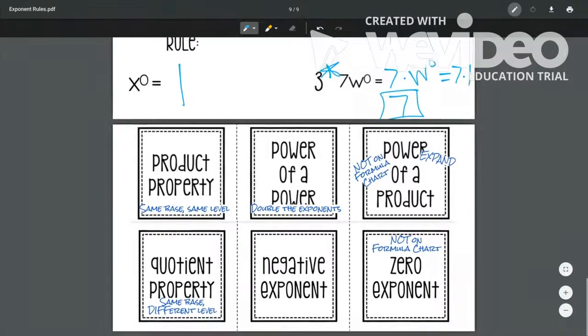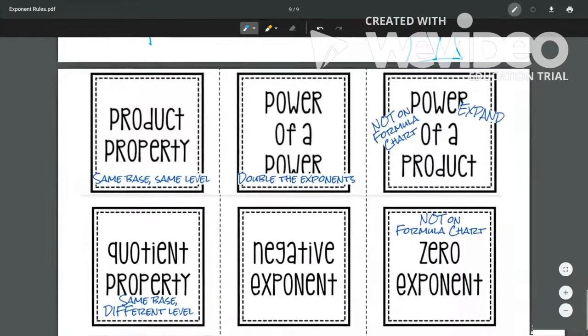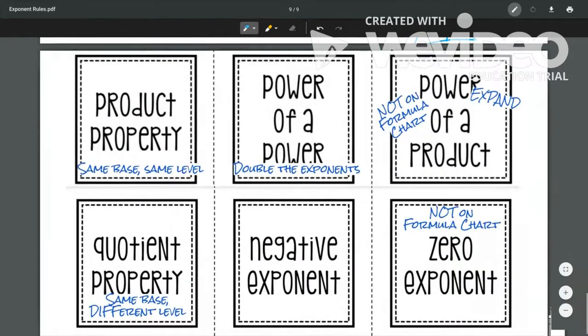Right. So here is what your final notes should look like on the front. Typically we don't do this, but especially for something so important as the laws of exponents, I want you to remember these different things. For example, same base, same level for the product property. For your quotient property, it's same base, but it's a different level. Different level, different sign, so you're going to be subtracting. Same base, same level, you're going to be adding. For power of a power, it's going to be double the exponents. So it's going to be 2 parentheses 3. The exponents are going to be right next to each other.